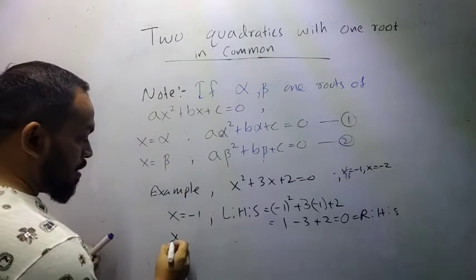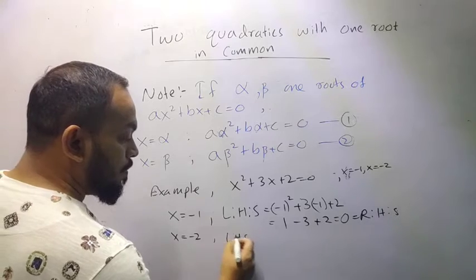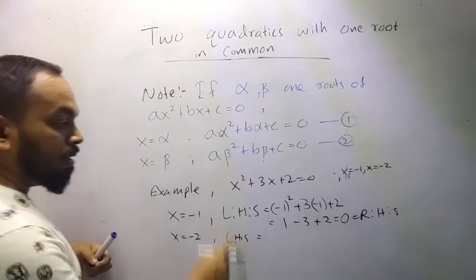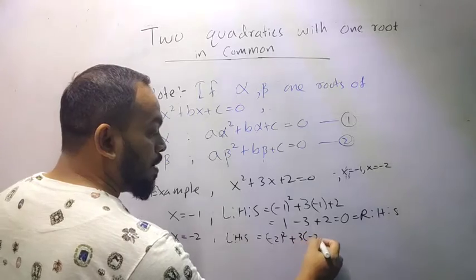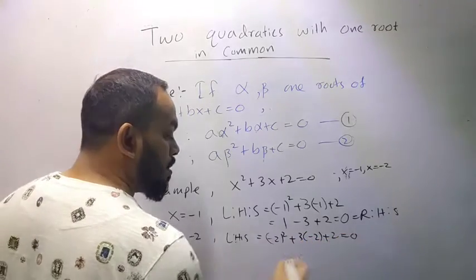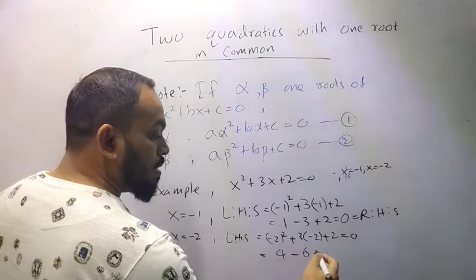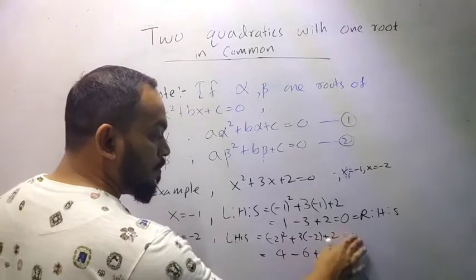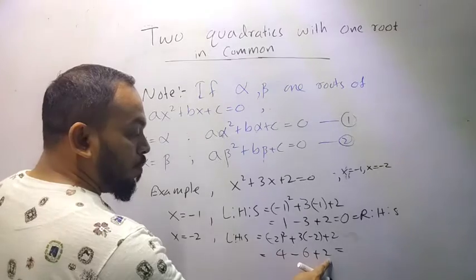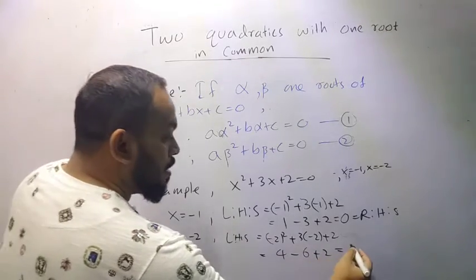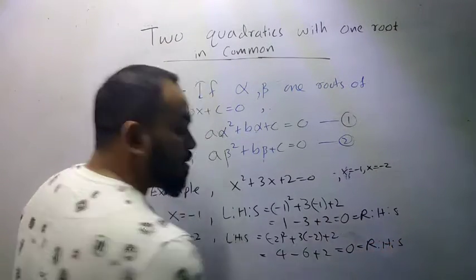Next one is x equal minus 2, LHS. What do you get? Minus 2 squared plus 3 times minus 2 plus 2 equals 0. This becomes 4, this becomes minus 6, and this is plus 2. So what is this? 4 plus 2 is 6, 6 minus 6 is again 0. This is also equal to RHS.